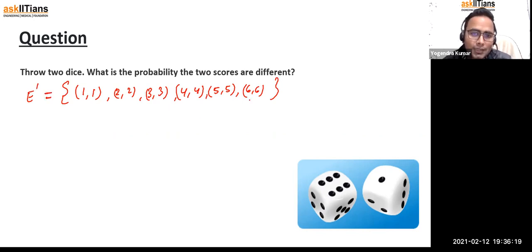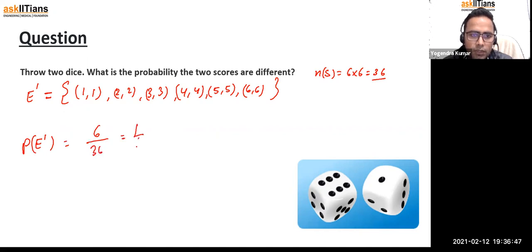Now listing this is easier here, because writing different scores will be 30 total outcomes. You can see, right? The number of elements in the sample space will be 6 into 6, which is 36, right? So now we can say P of E prime here is 6 divided by 36, which is 1 by 6.